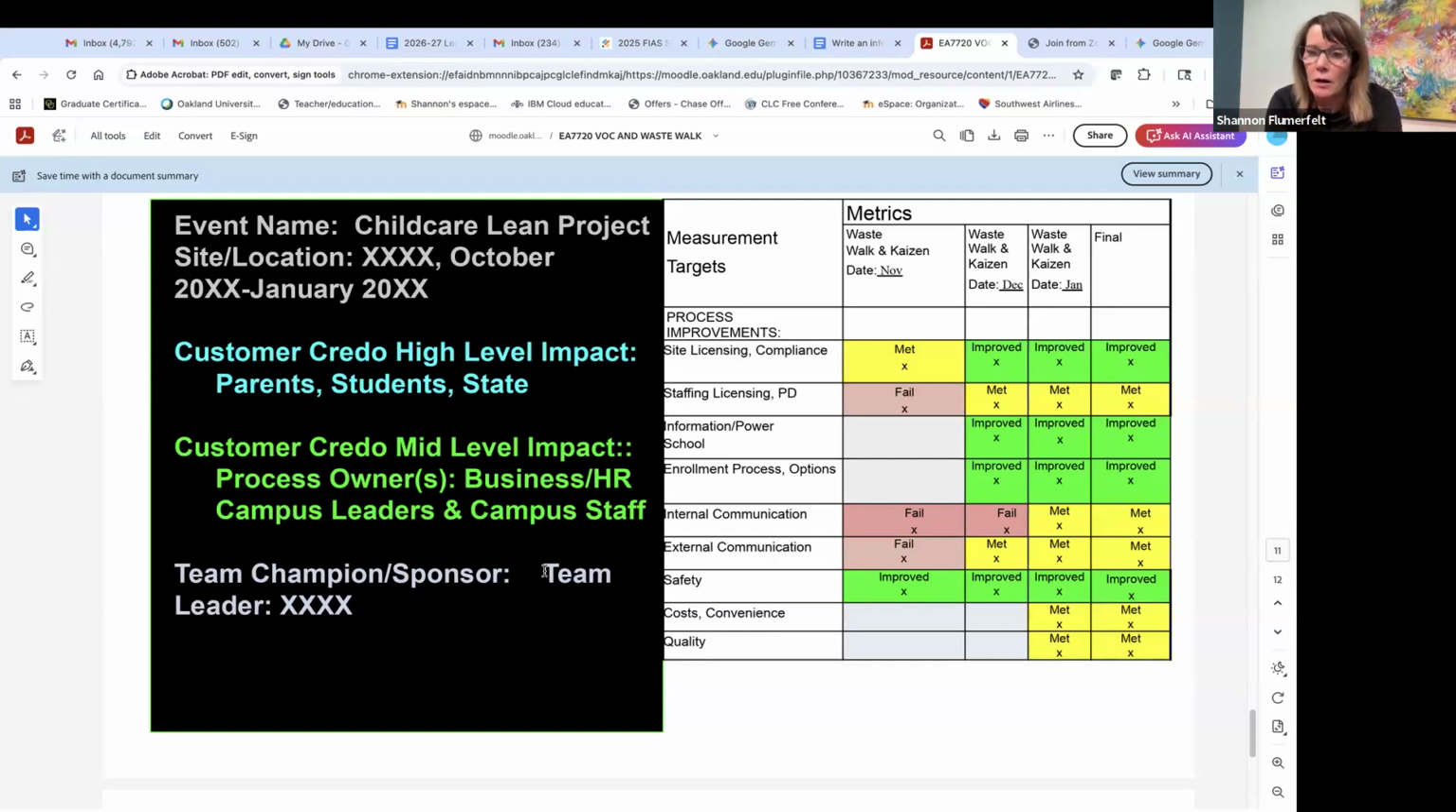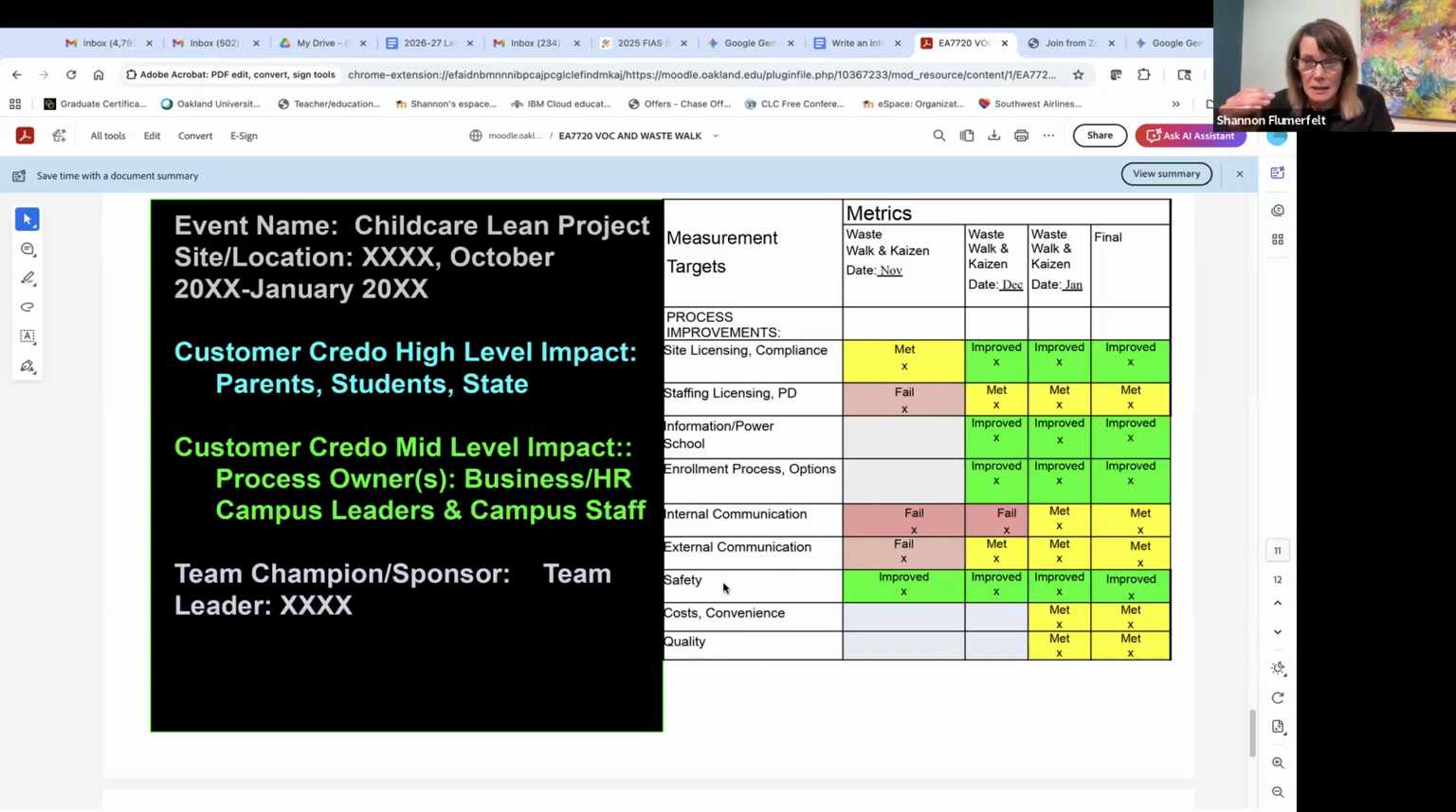But basically, we went through and did all of our work. We did our concept maps and our process maps and so on. And you'll learn about some of these other tools also, Ishikawas and 5 Whys and so on. And what we did is we found that there were process improvements needed in all these areas: the site licensing and the compliance to it, the staff licensing and the PD required, the way PowerSchool, the student information system, was working with childcare, how we have enrollment going, the process for that, the options, and how we're communicating internally and externally about our childcare program.